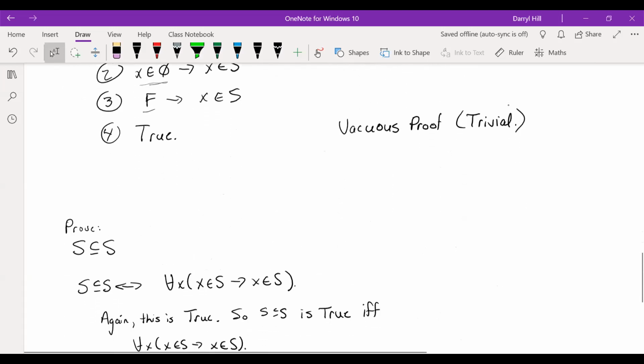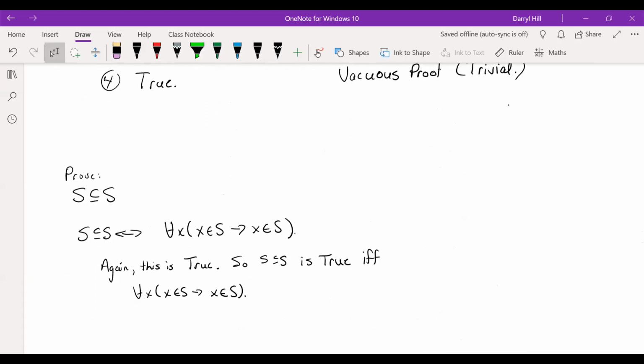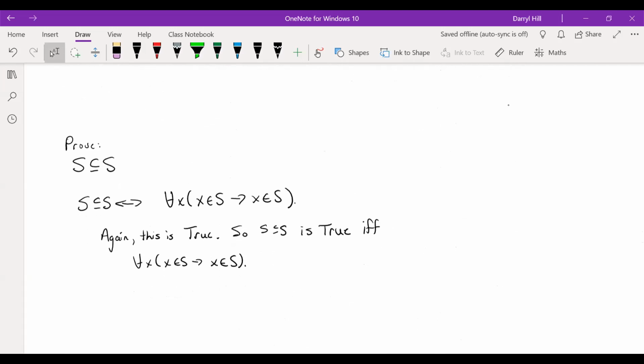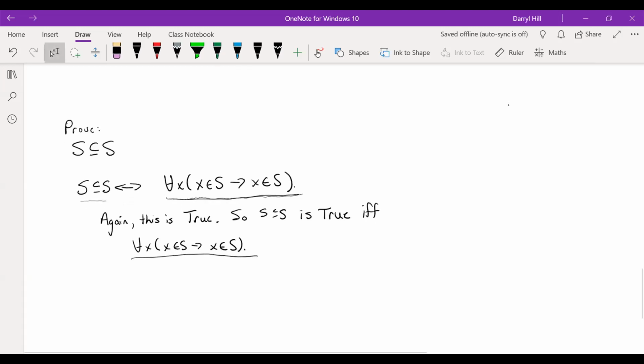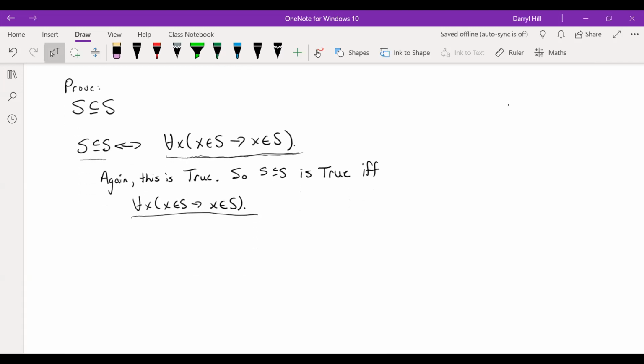Okay, prove that S is a subset of itself. Again, we're going to use the same style. So S is a subset of itself if and only if for all X, X being a member of S implies that X is a member of S. Since this is true if and only if this is true, we can prove this. And so we can break this down into cases. Either X is a member of S, or it's not.